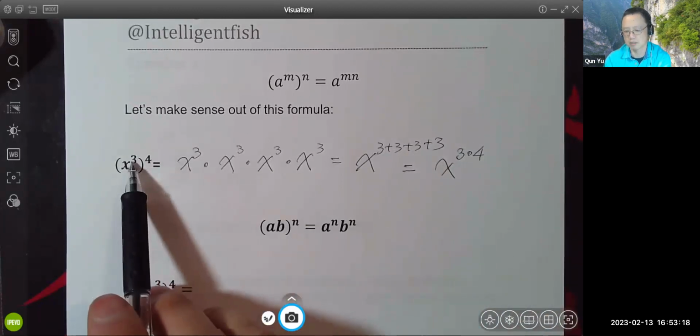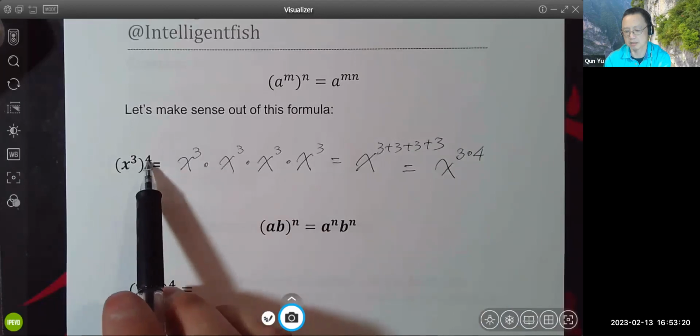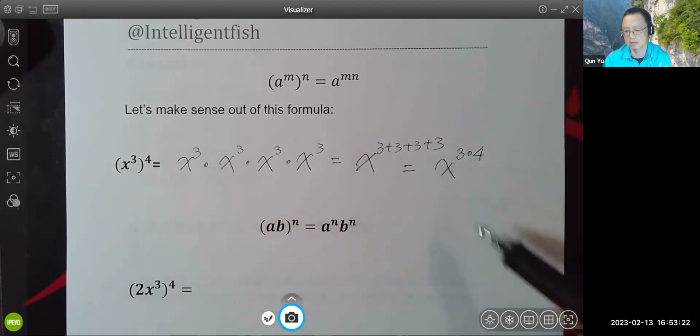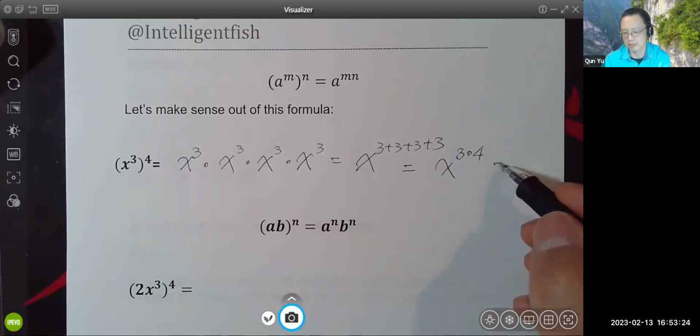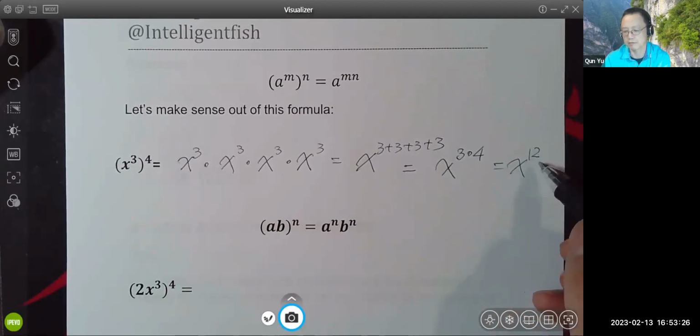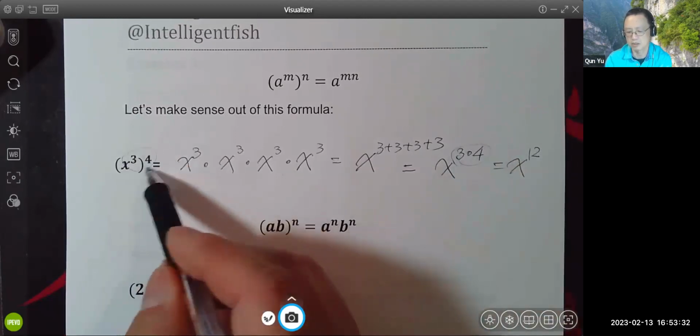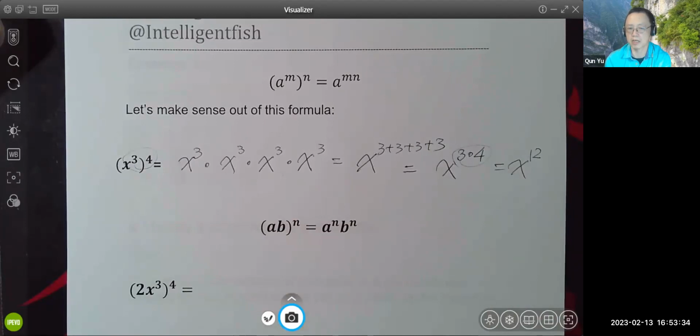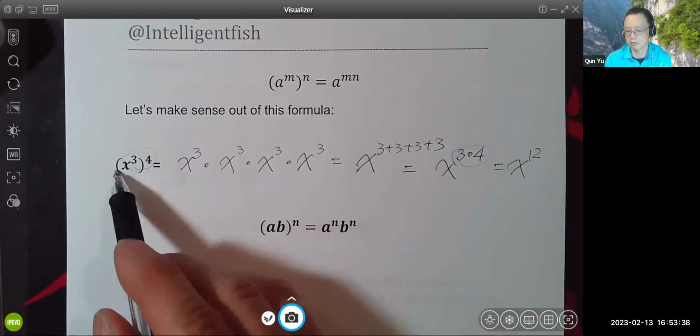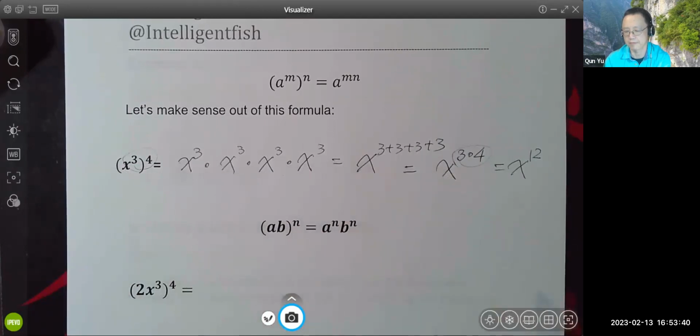See, m times n, you multiply these exponents together in the end. That means you have x to the 12th. But the final answer is not our goal. Our goal is to demonstrate this formula. When you have a power to a power, you multiply exponents. The base remains the same.